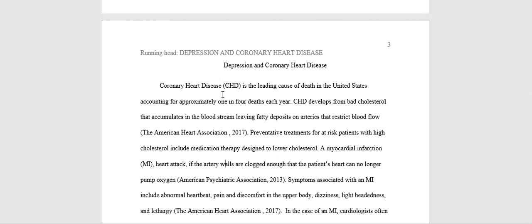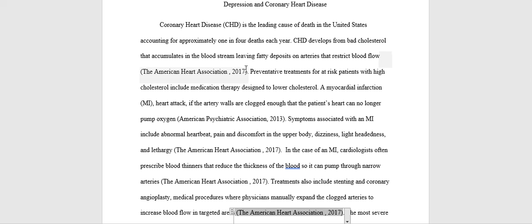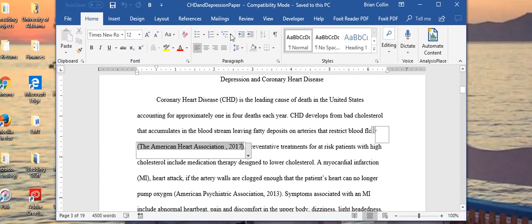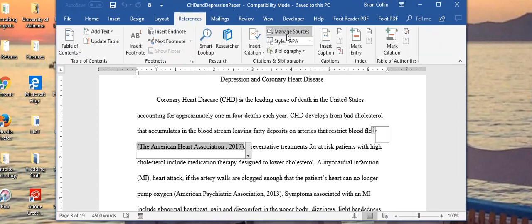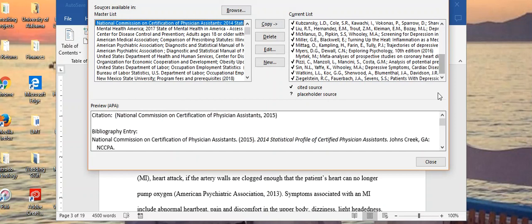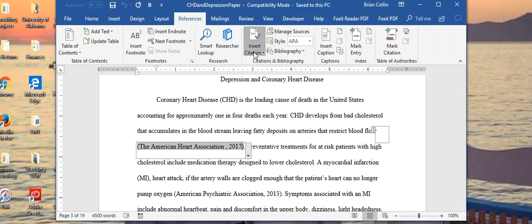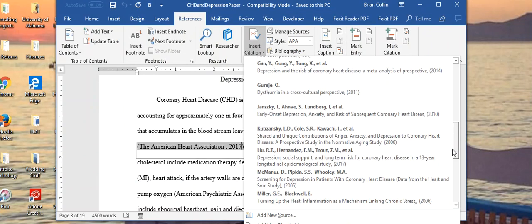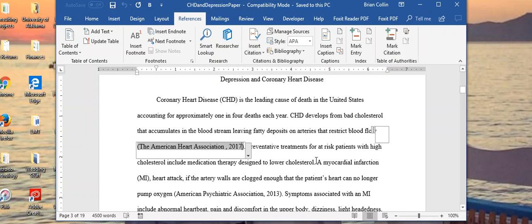It develops from bad cholesterol accumulating in the bloodstream, leaving fatty deposits on arteries that restrict blood flow. And so with the citation, you can see here, I have the American Heart Association. And so I'll go ahead and show you guys how you can do that. So if you've looked at how to cite sources, which is on the tutorials from your article summaries, I have my list of articles here, and I can actually cite this article by going here and going to insert citation, and then I'll find the right citation that I want to cite and click on it, and then it will cite that article.